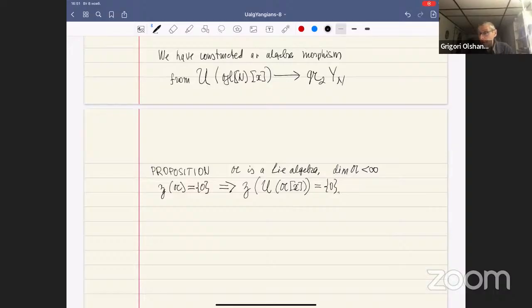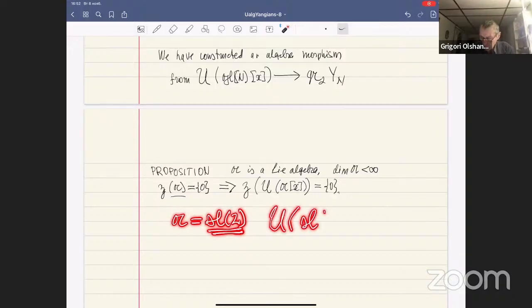This is not evident at all, because it's not true that if the center of the Lie algebra is trivial, then the same holds for the universal enveloping algebra. This is evidently false. For instance, if you take A is SL2, the center is trivial, but the universal enveloping algebra has a center. There is a Casimir operator.